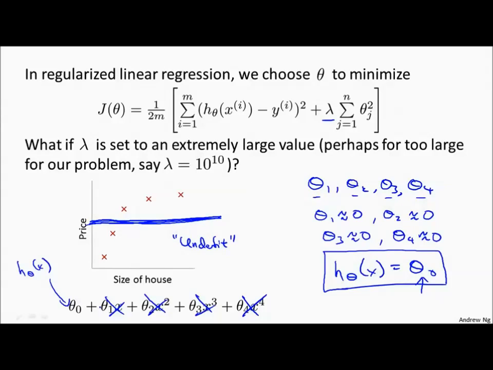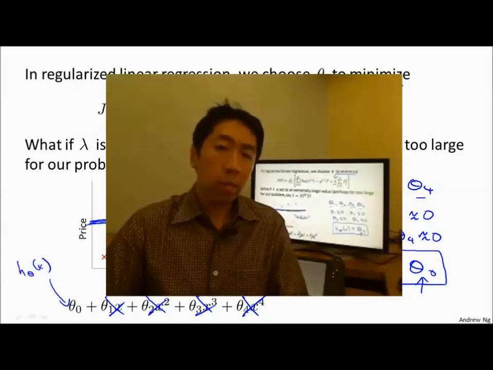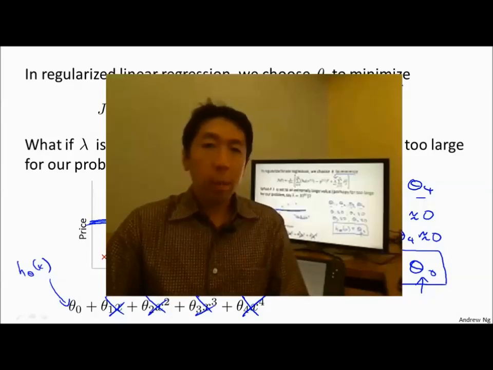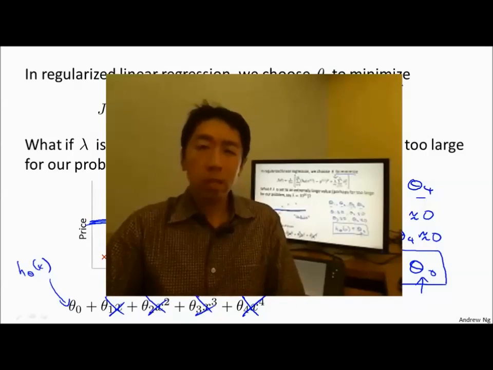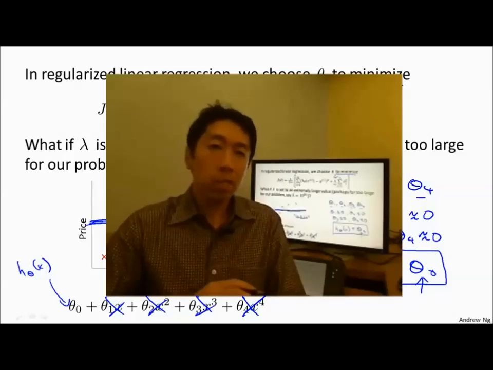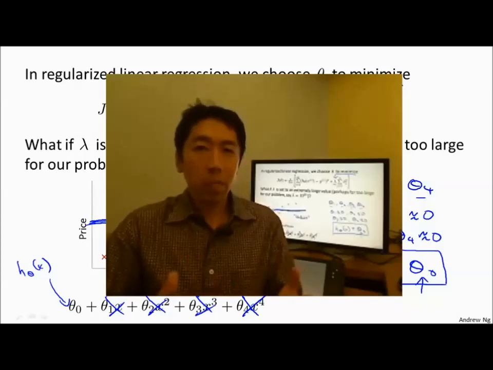So for regularization to work well, some care should be taken to choose a good value for the regularization parameter lambda as well. When we talk about model selection later in this course, we'll talk about a variety of ways for automatically choosing the regularization parameter lambda as well. So that's the idea behind regularization and the cost function we'll use in order to use regularization. In the next two videos, let's take these ideas and apply them to linear regression and to logistic regression so that we can then get them to avoid overfitting problems.